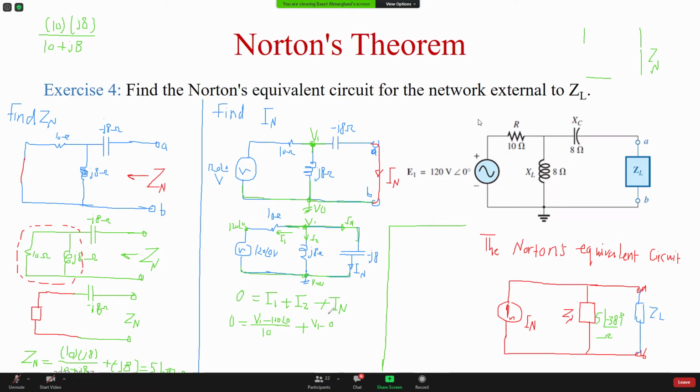0. The current I2 is the current going here, so it's the voltage across the inductor divided by the impedance of the inductor. Impedance of the inductor is J8. Then this is this ZIN. It's the voltage minus 0. The voltage at this side is V1. The voltage at this side is 0 divided by the impedance, which is minus J8. This is IN. Remember, this is what we want. This is the important guy that at the end this is what we want.